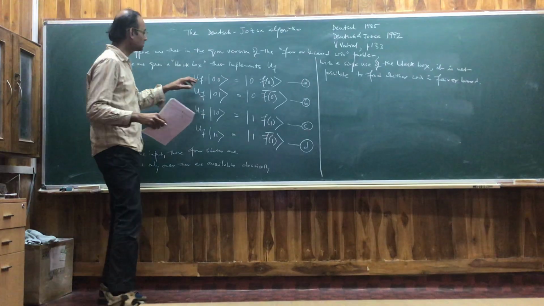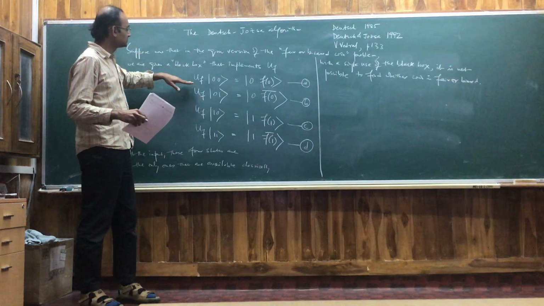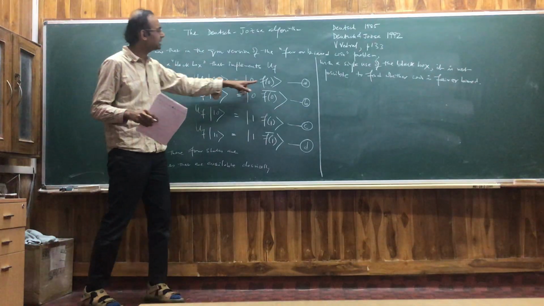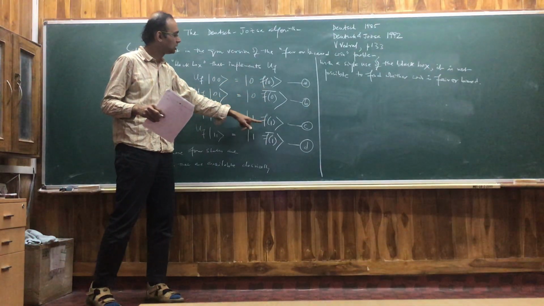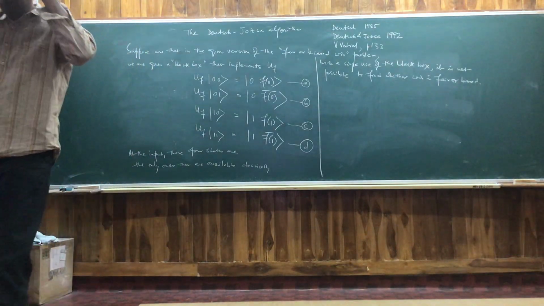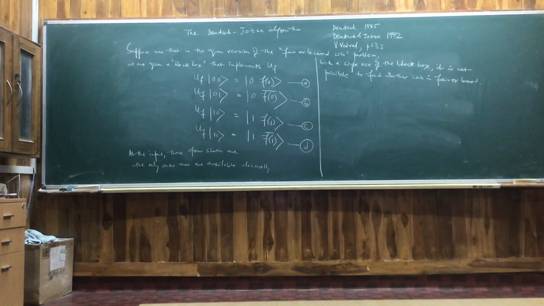Yes, you check that if I look at only one of these lines, I get either F0 or F0 bar or F1 or F1 bar. From that I cannot find out what is F0 and F1. If I know F0, I don't know what is F1. If I know F1 bar, I don't know what is the other one. From F1 bar I can find F1 but not F0.